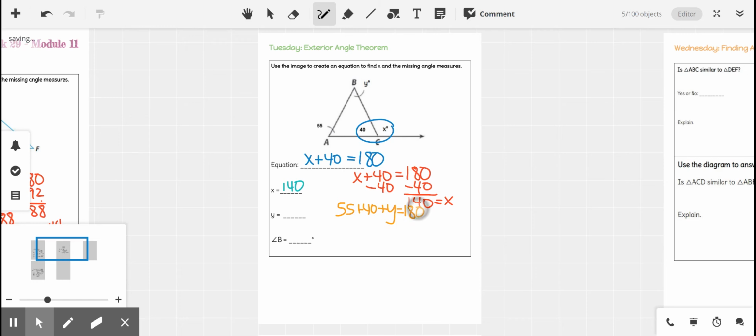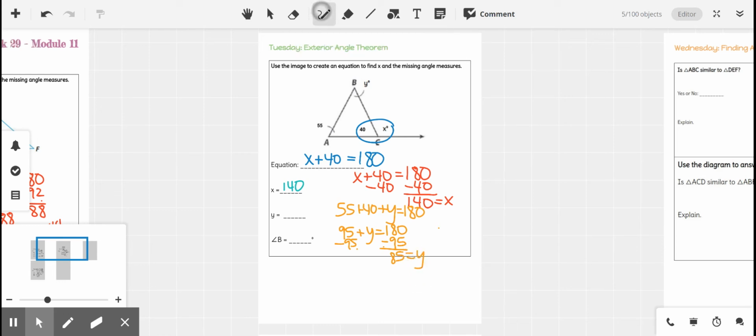Sorry about that, guys. I ran out of room. Okay? So first, let's combine our 55 and 40. This gives us 95 plus y equals 180. Now we're going to subtract 95 from both sides. All right, so when we do this, we will get 85, and this will equal our y.